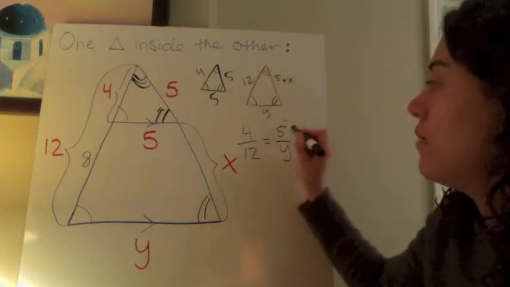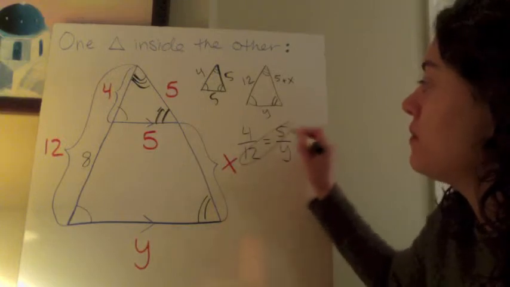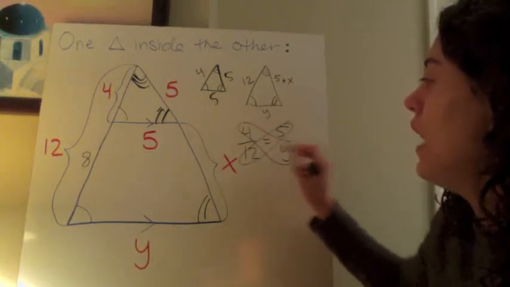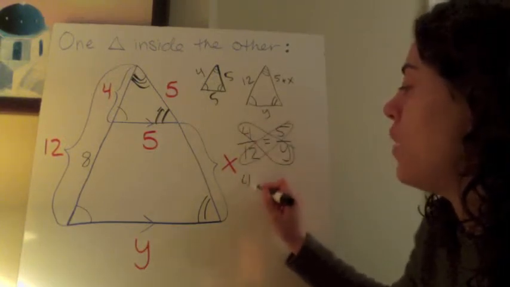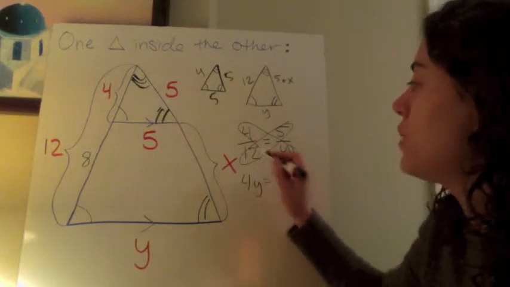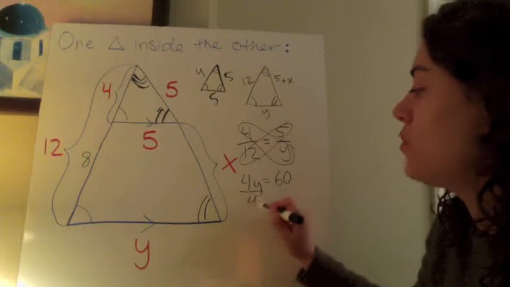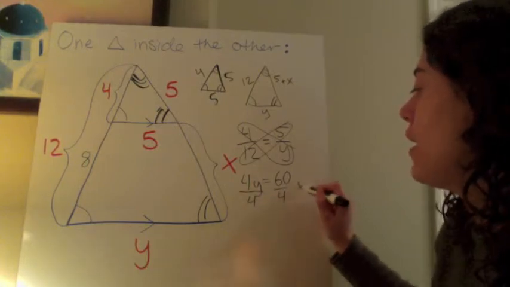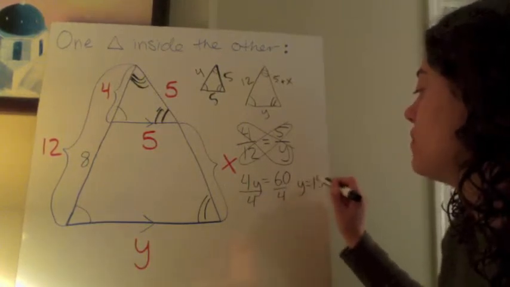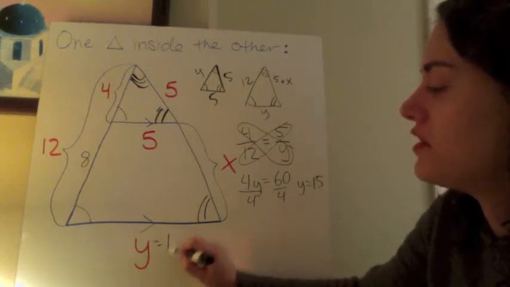So I need to cross multiply here. And I'm going to end up with 4 times y, or 4y, is equal to 12 times 5, or 60. I divide both sides by 4, and I get y is equal to 15. Okay, so this value down here is 15.